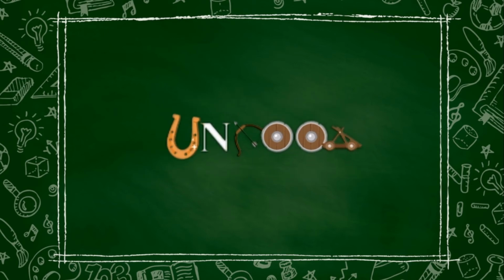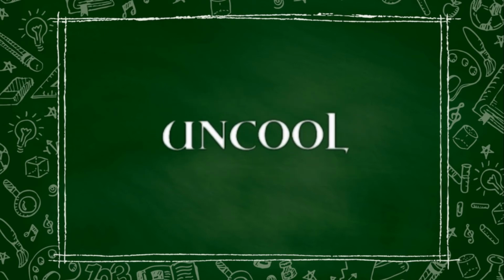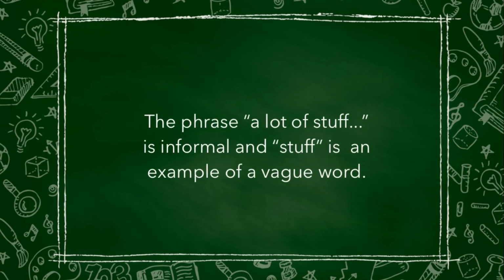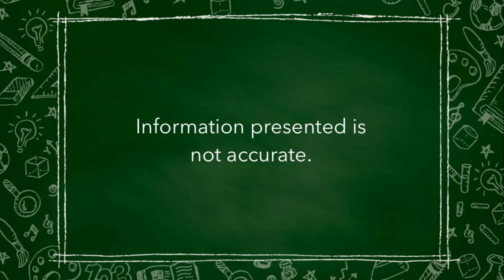And the answer is uncool. This one is obvious, don't you think? The use of the phrase "a lot of stuff" is one perfect example of vague expressions because it does not specify what it is referring to, and that is one thing we should avoid in academic writing. Also, the information is not accurate because TV is not the only source of news. Radio and social media can also be reliable sources.